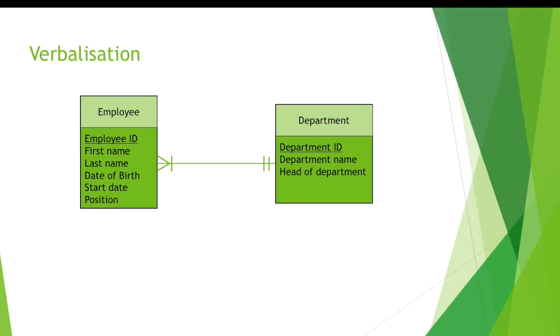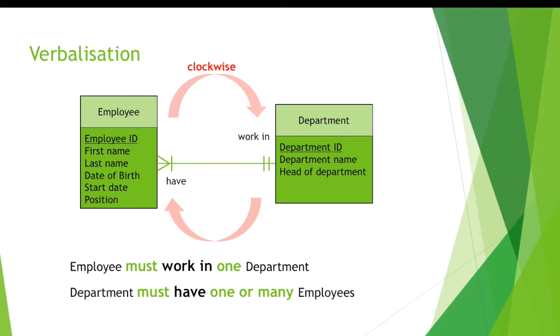There's also a particular way of how we verbalize the relationship, and that we do in a clockwise manner, and we also identify descriptive labels that match how we would read from employee to department and from department to employee. So in our case, that would look like the following. Employee must work in one department, and department must have one or many employees.